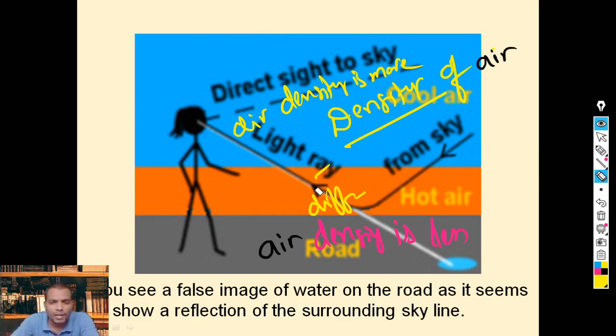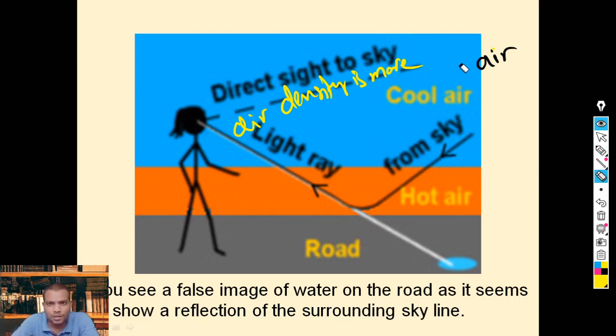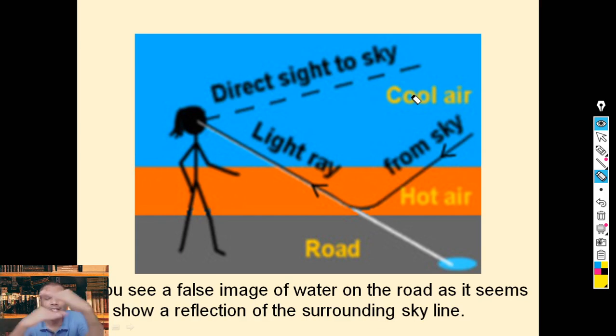So finally I can say that because of the hot summer, the air in the atmosphere has different temperatures in different layers, layer 1 down, just above, like that. And different layers have different densities of air. So finally, here the density is more, here it is less, and here it is very less.